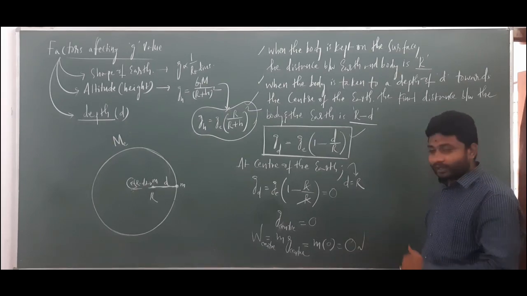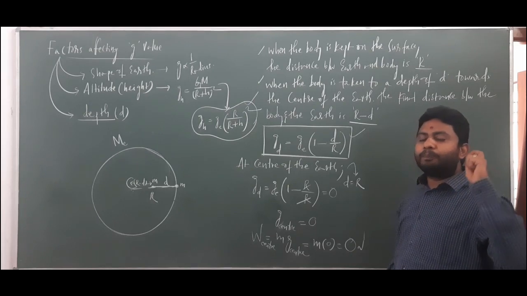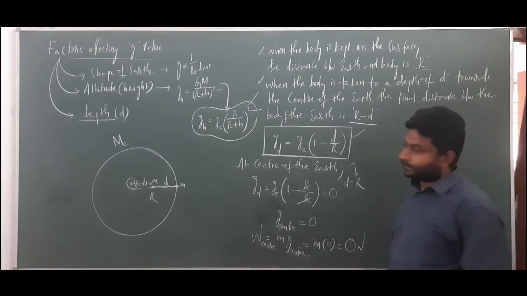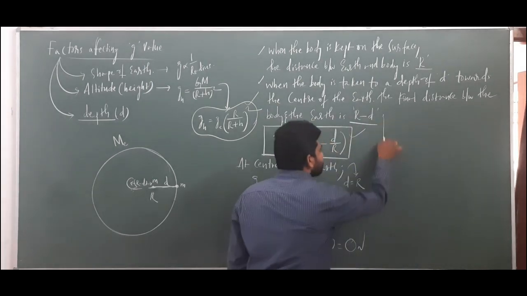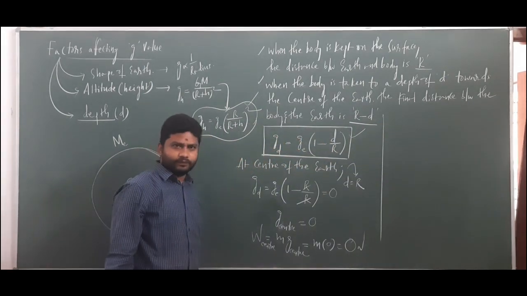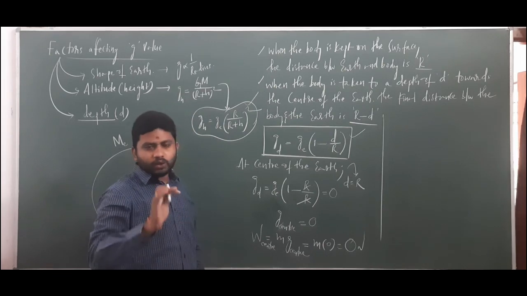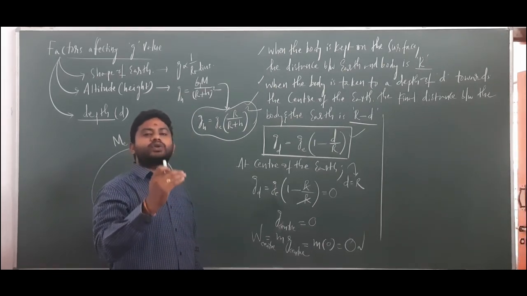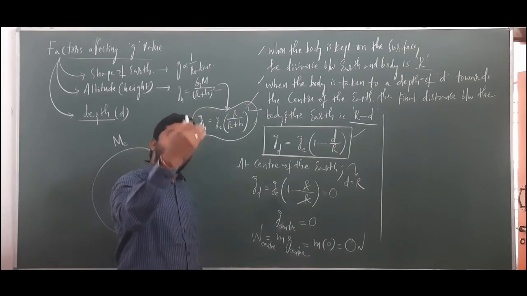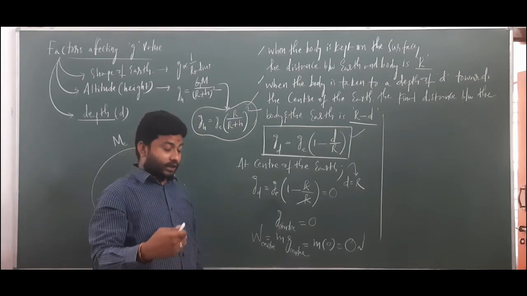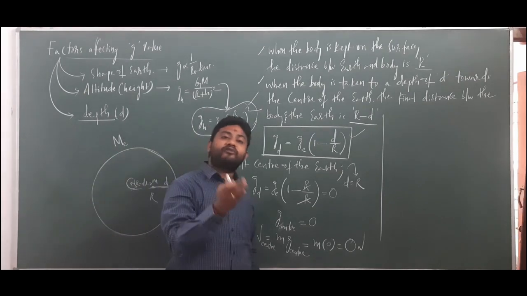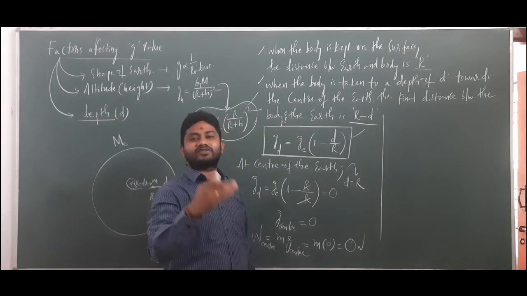Okay, now, let us solve a simple basic numerical based on this formula. Are you ready? Right? Okay, here, simple basic formula. What is the basic formula here? The question is, at what depth does acceleration due to gravity become half of its value on the surface of the earth?